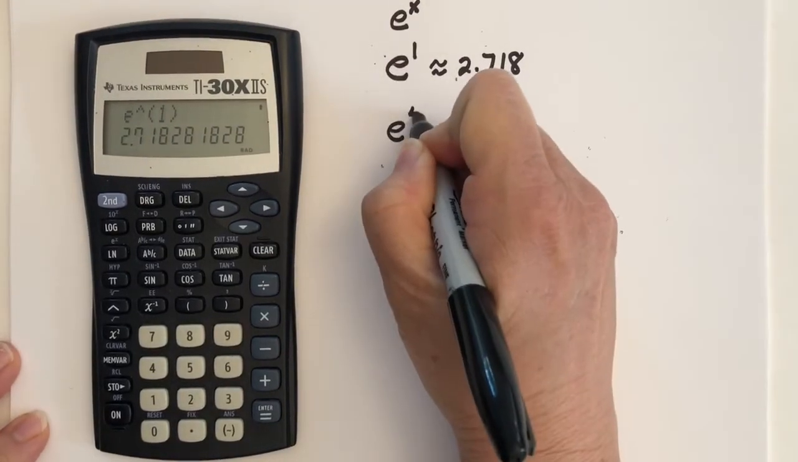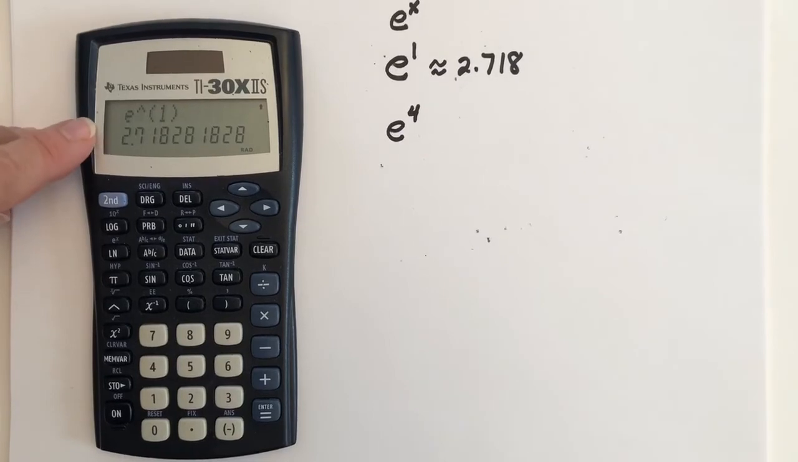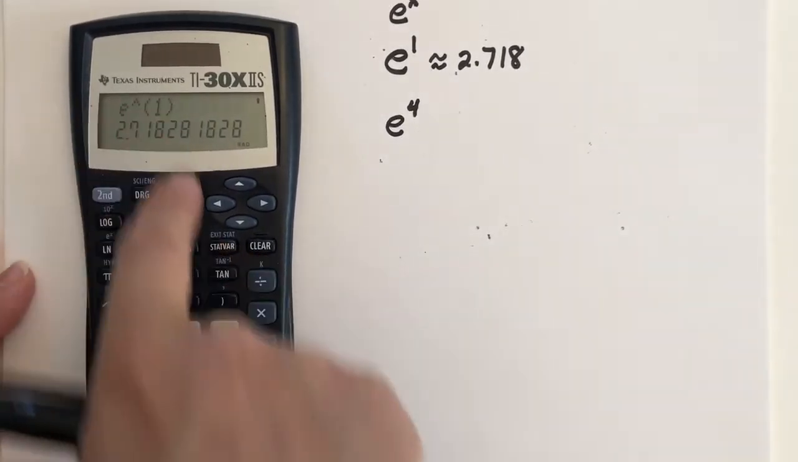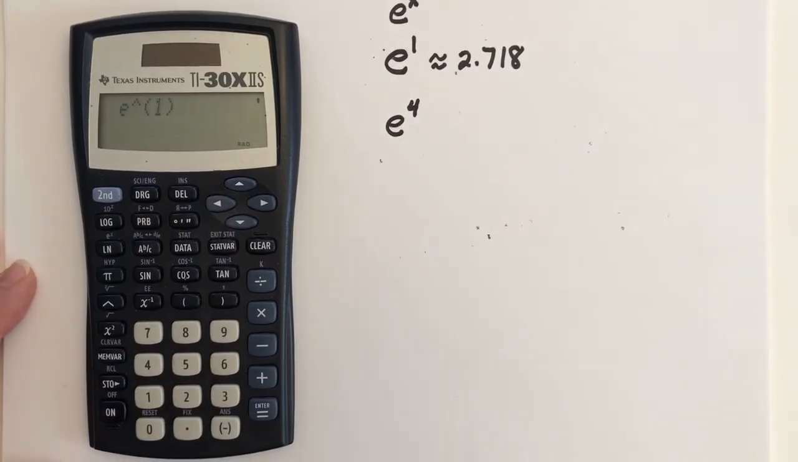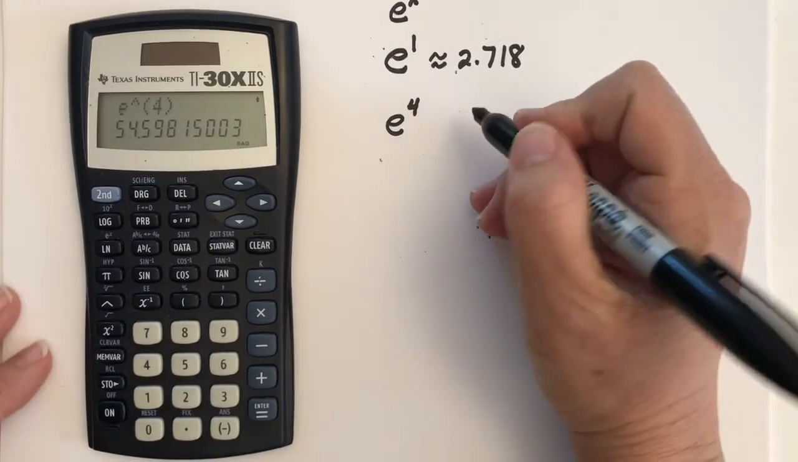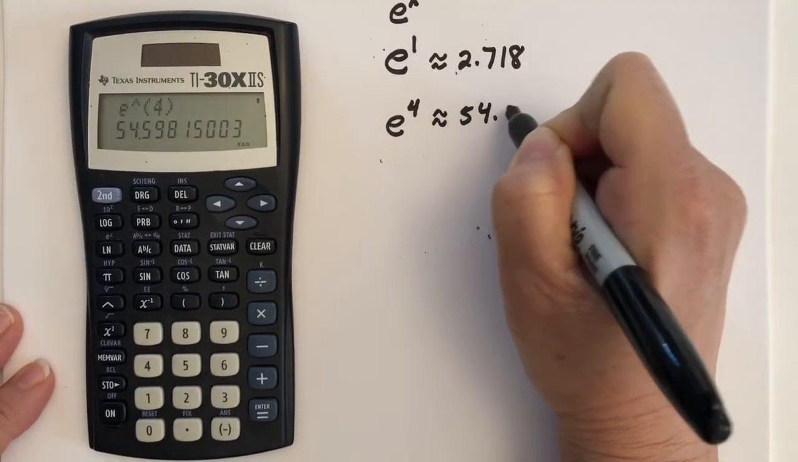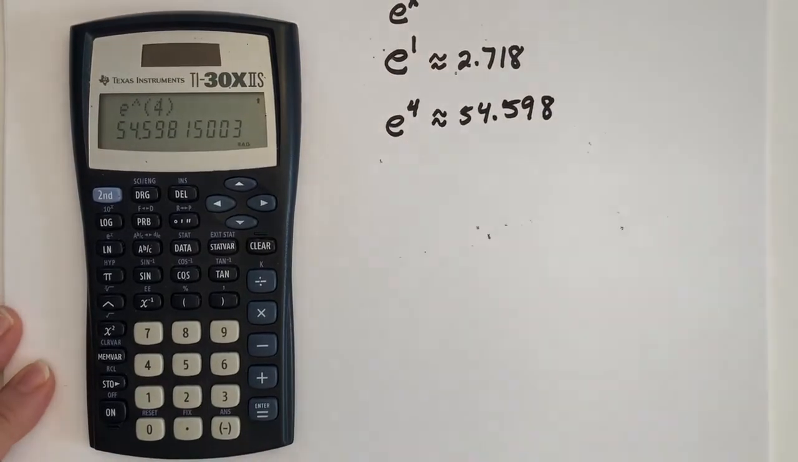Raise E to the 4th power. So I could start over. I am going to remind you, if you have a calculator like this, you can go edit what is on the screen. I can just press my left arrow and come back here and put in a 4 instead of the 1 and press enter. So the value is approximately 54.598. And we have our E to the 4th.